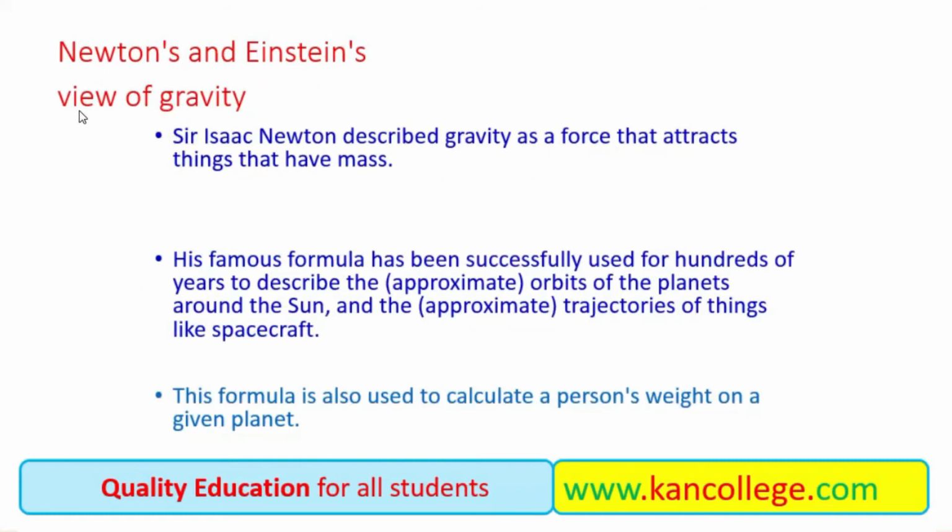Newton and Einstein's view of gravity. Sir Isaac Newton described gravity as a force that attracts things that have mass. His famous formula has been successfully used for hundreds of years to describe the orbit of the planets around the sun and the trajectories of things like spacecraft. This formula is also used to calculate a person's weight on a given planet. And this formula is F is equal to G m1 m2 over r squared.